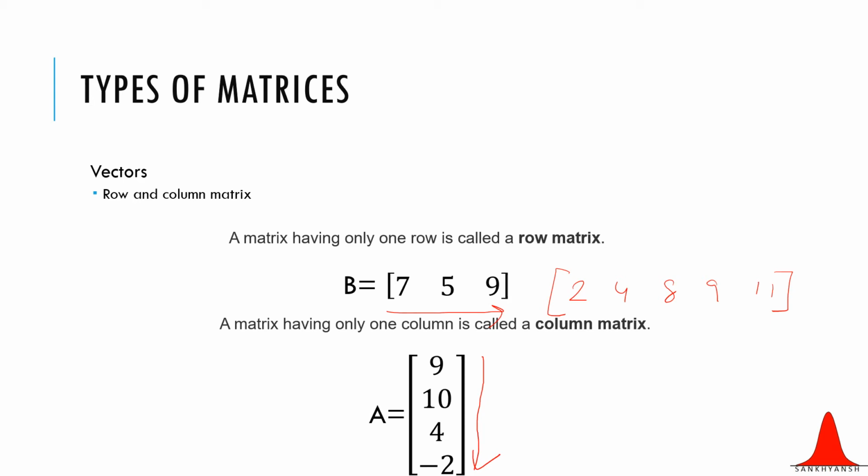If I had to write the order of this matrix B, the order would be 1 row, 1 into 3 column. If I have to write the order of this matrix A, it has 4 rows and 1 column. So the order is 4 into 1.